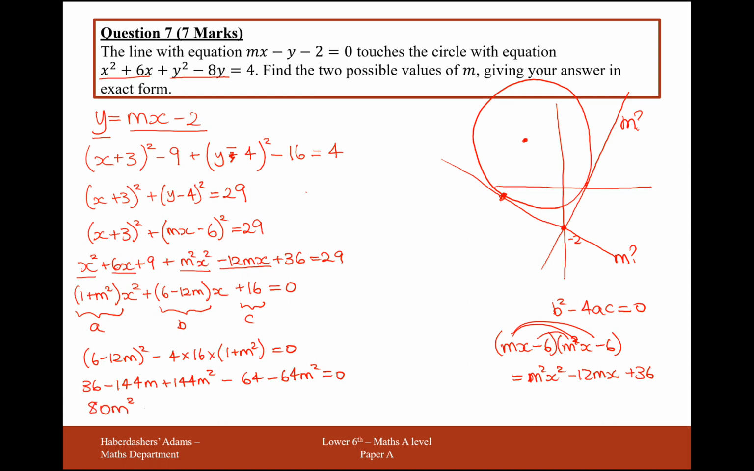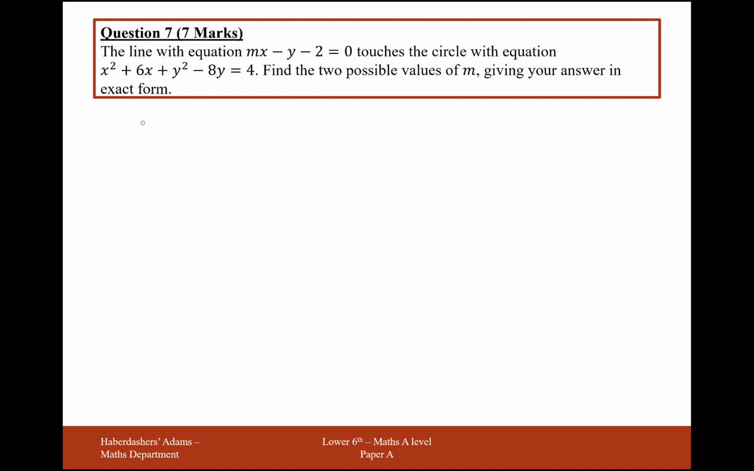Grouping all of these bits together and you get 80m squared minus 144m minus 36 take away 64 is minus 28 equals 0. So I'll move on to the next page but divide through by 4. So I'm going to get 20m squared minus 36m minus 7 equals 0.